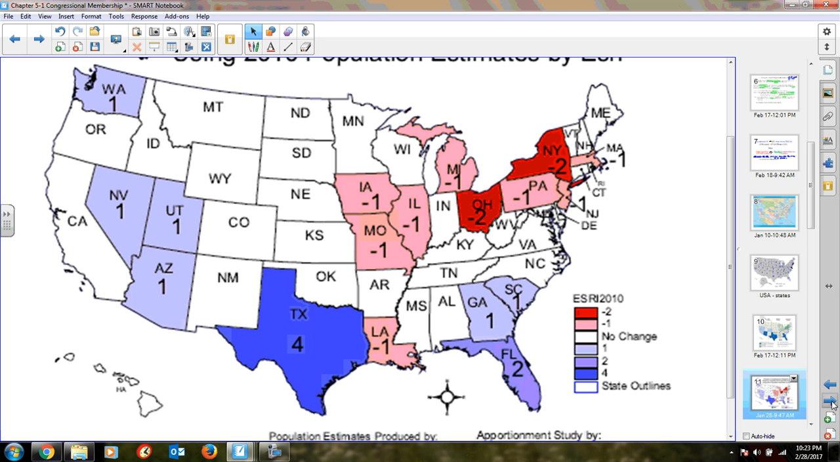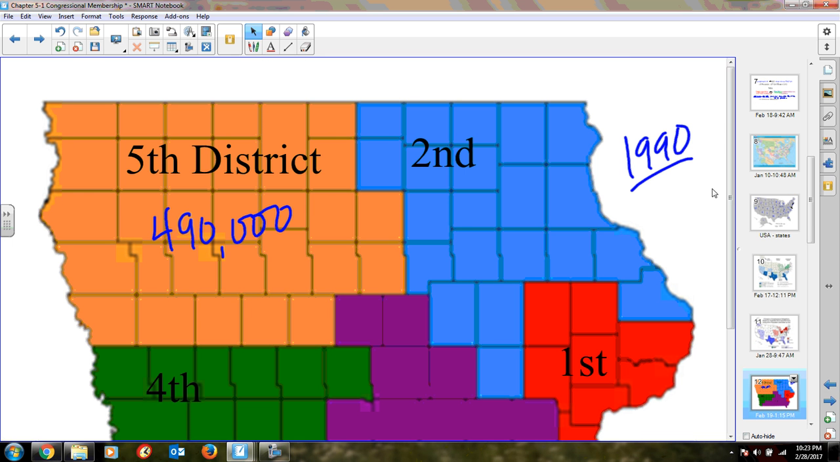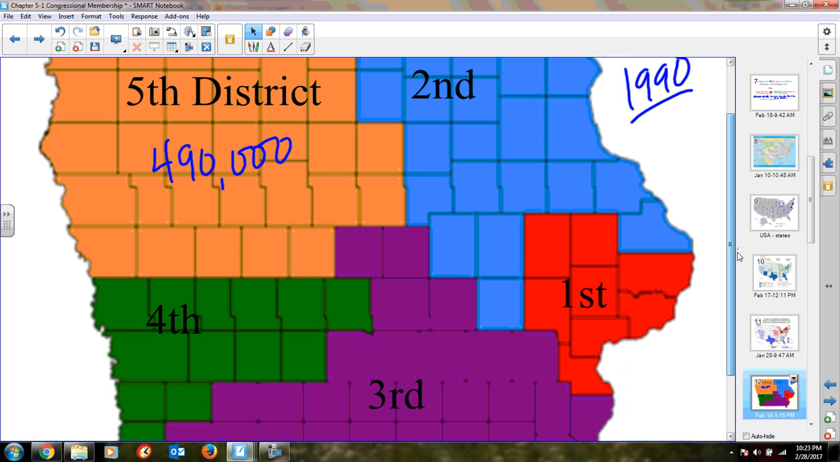Well, not only can we study the way our population shifts in our country, we can study the population shifts in our state. So let's look at Iowa. In 1990, we had 5 districts, and each district was approximately 490,000 people. Understanding that in 2010, that population was 709,000. So that means there were 490,000 people here, 490,000 people here, 490,000 people there. You can kind of get my idea.